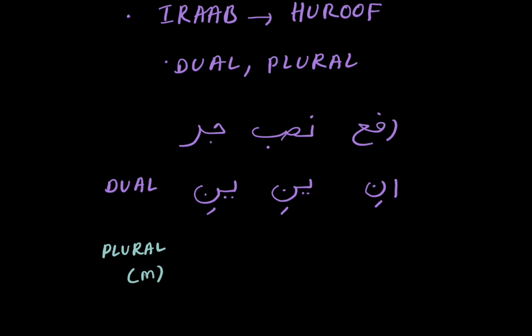Now coming to plural masculine nouns, they are also identified by their huruf at the end. If they are in the rafa state, waw noon with a fatha will be there at the end. In the mansub state, ya noon with a fatha, and similarly in the majrur state, ya noon with a fatha. By seeing these endings, we can say in which state they are.